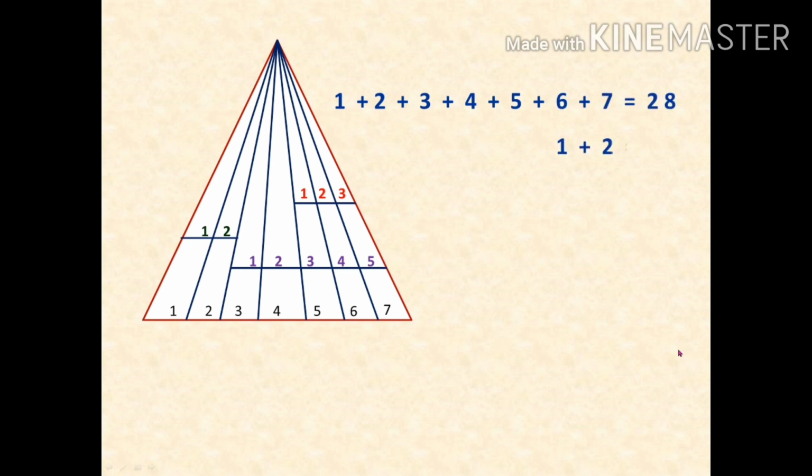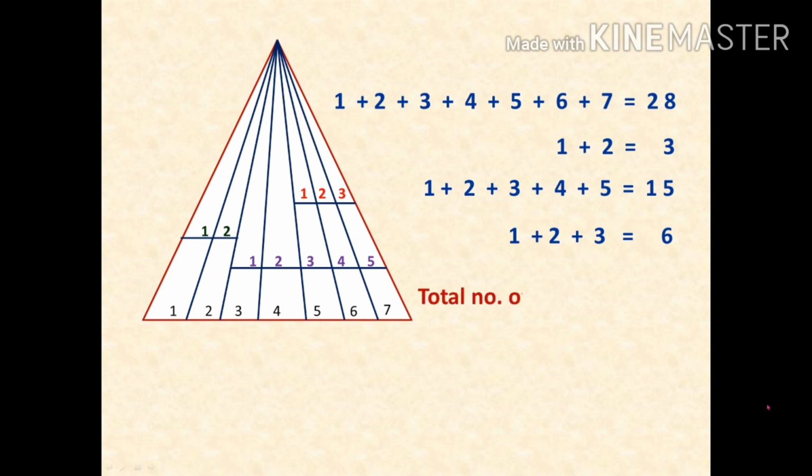Then we can add the 2 triangles base. Then we can add the 5 triangles base. So if we add, we will get 15. Then we can add the 3 triangles base. We will get 6. So now finally we have to add all these numbers. If we add, we get total number of triangles equal to 52.